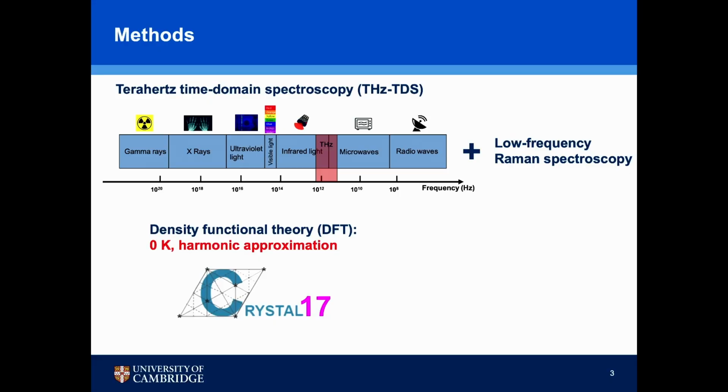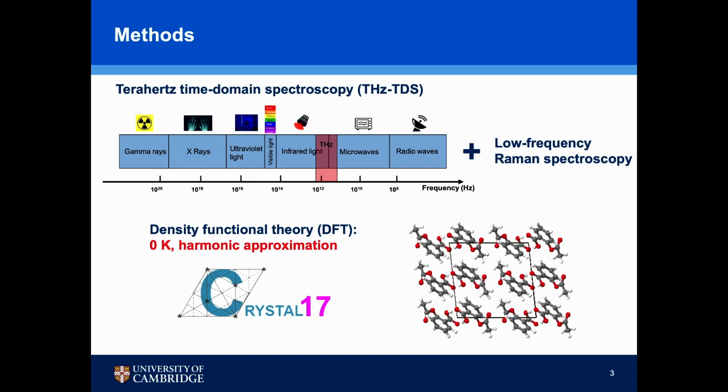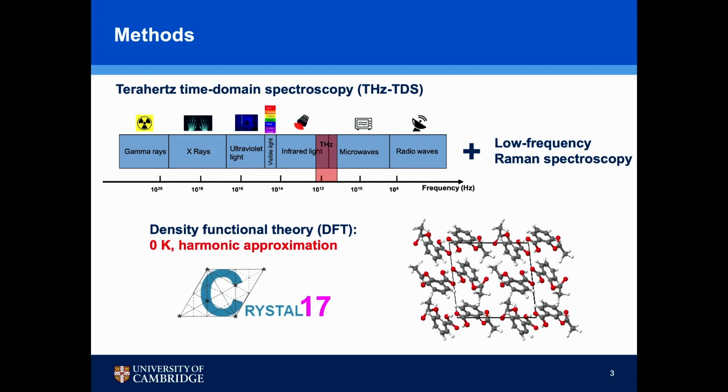But because the motions are really complex, we need help from simulation to fully understand the experimental results. In our case, we used density functional theory calculations. Two main assumptions here are that all the calculations are done at 0 K and that the atoms move harmonically, and we used the CRYSTAL17 software package for our project. The short video on the right corner right now is just an example showing the collective motions that we can probe in this low-frequency range.